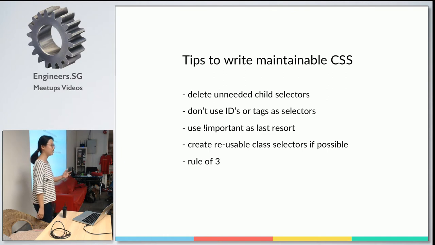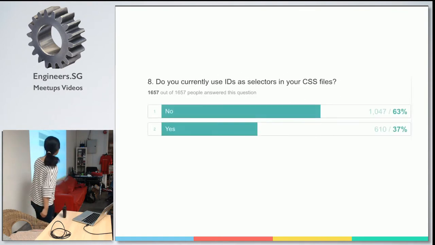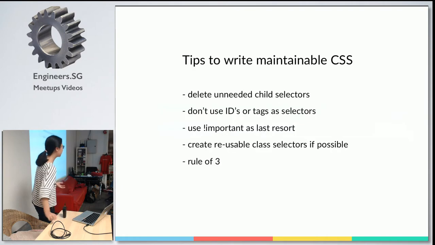I think these are quite commonly said. It's quite common, right? Like, no one uses IDs, that's what you think, right? But then I saw the survey, and it says, do you currently use IDs as selectors in your CSS files? And 37% said yes. I'm like, why?